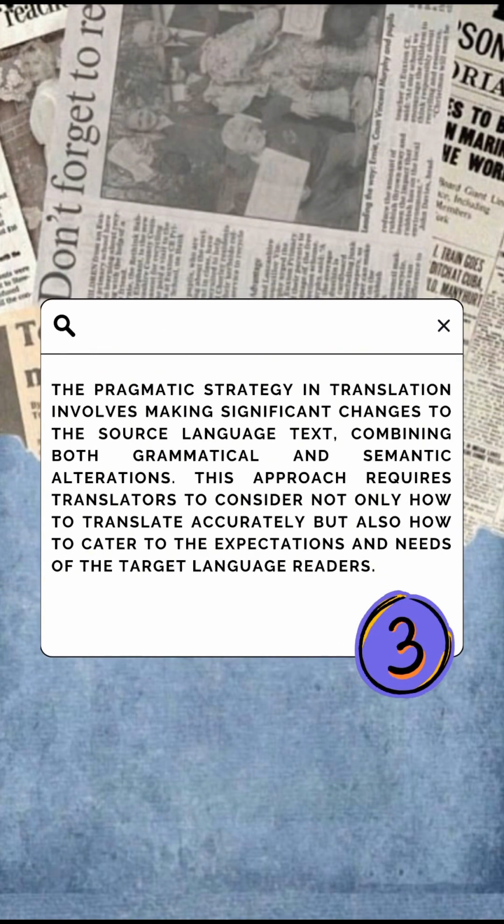Third, the pragmatic strategy in translation involves making significant changes to the source language text, combining both grammatical and semantic alteration. This approach requires translators to consider not only how to translate accurately but also how to cater to the expectation and needs of the target language readers.